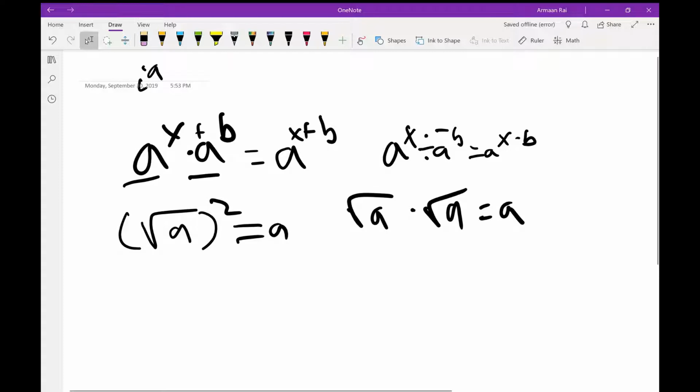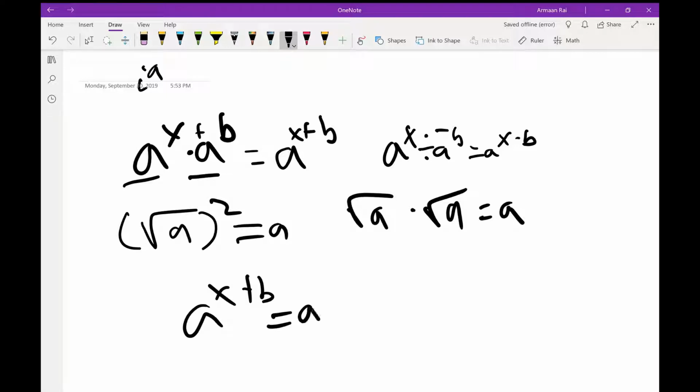These properties can also be worked the other way around. So if you have a to the x plus b, you can break that down into a to the x times a to the b.